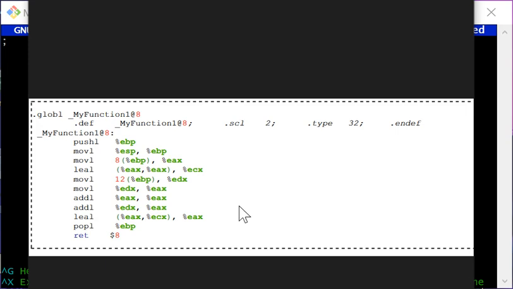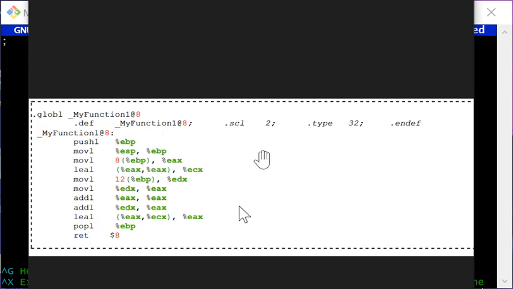STDCALL functions, and CDECL and FASTCALL for that matter, can be assembled with either compiler and linked with either linker. The stack frame is set up, as you can see right here.